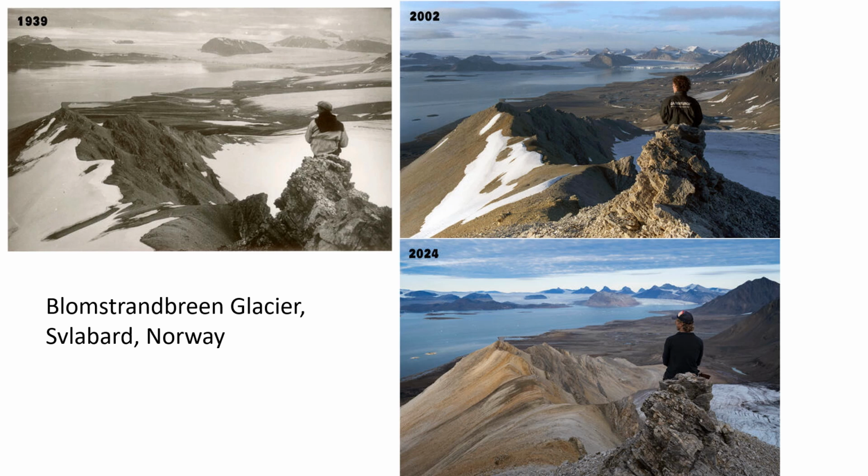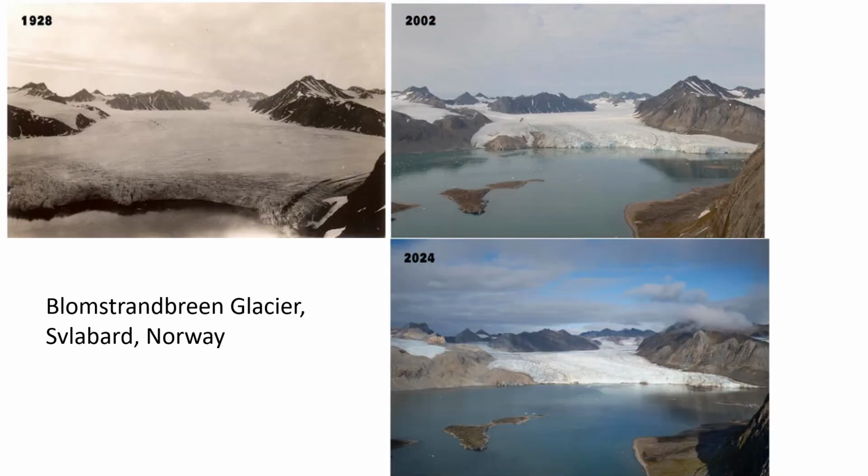So 1939 up to 2002, and then you can see how much ice was lost, especially down in this section between 2002 and the present, but also over here and off in the distance. You can see how much ice was lost. And then another angle of the same glacier up in Svalbard. And again, you can see how much was lost over the course of 70 years or so, and then the course of 20 years.